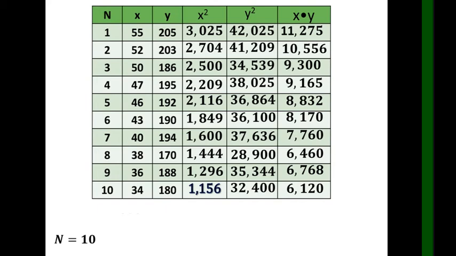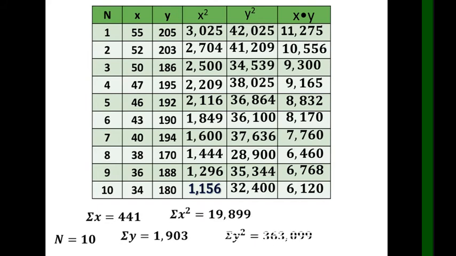For the x, what's the total? That is summation of x. When you say summation, that's total of x. That's equal to 441. Summation of y is 1903. Summation of x squared is 19899. Summation of y squared is 363099. And summation of xy is 84406. Now we have now the given.